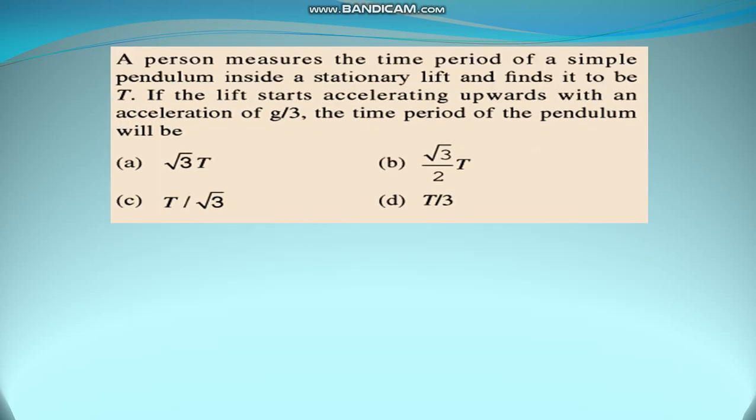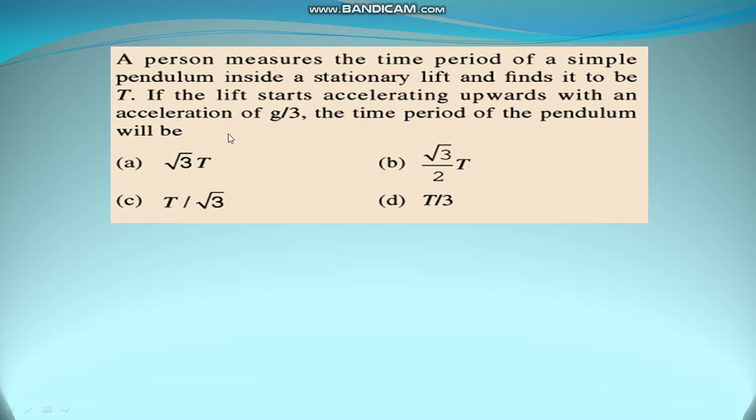Some problems. A person measures the time period of a simple pendulum inside a stationary lift, see here, inside a stationary lift, and finds it to be T. At that time the time period is T. If the lift starts accelerating upwards with an acceleration g by 3, the time period of the simple pendulum will be, yes, two cases are there.